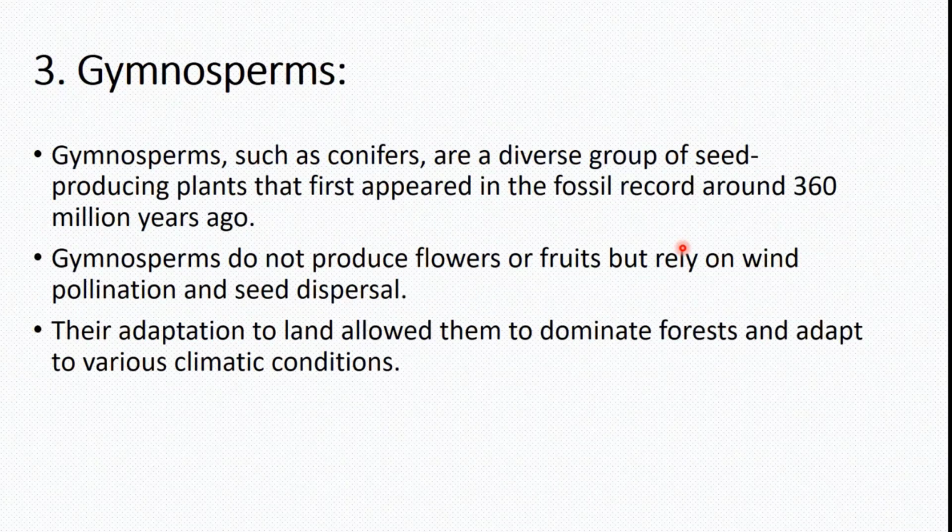And the third one will be gymnosperms. Gymnosperms, such as conifers, are a diverse group of seed-producing plants that first appeared in the fossil record around 360 million years ago. The gymnosperms do not produce fruits, but they rely on wind for pollination and seed dispersal. Their adaptation to land allowed them to dominate forests and adapt to various climatic conditions. And we're going to go through them later on.